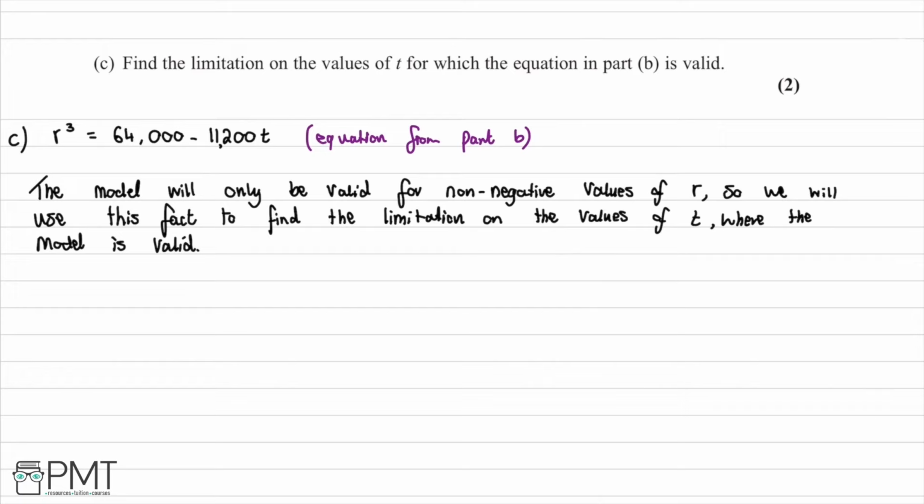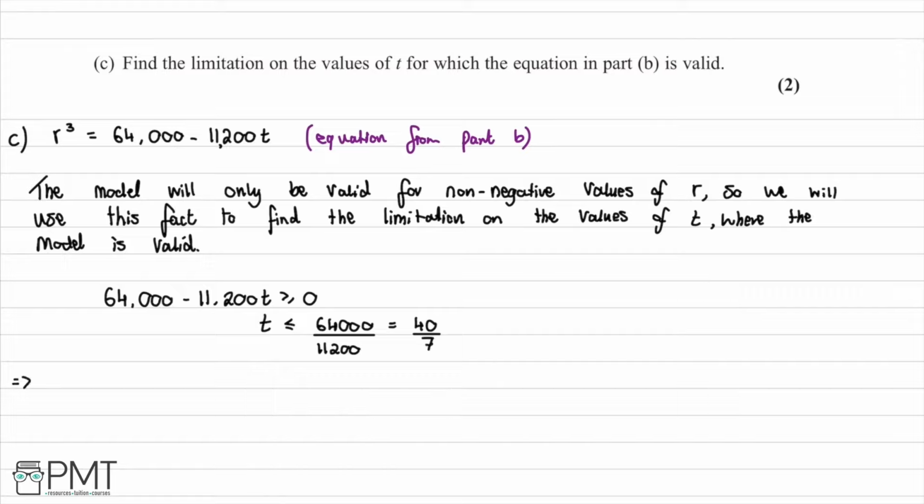So therefore we know that this equation has got to be greater than or equal to 0. So we'll have that 64,000 minus 11,200t is going to be greater than or equal to 0. So we can rearrange this. If we subtract 64,000 from each side and then multiply everything by minus 1 and then divide by 11,200, this is going to leave us with the fact that t is going to be less than or equal to 64,000 divided by 11,200, and that's going to be equal to 40 over 7 when we put that into our calculator.